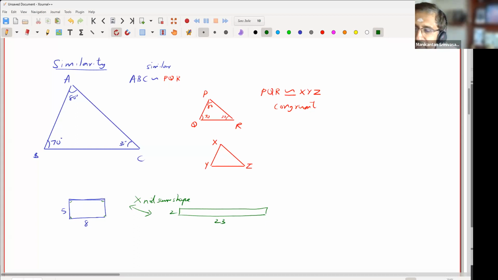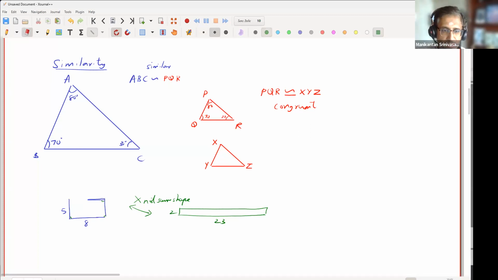Equilateral means the sides have to also match. Equiangular means the angles match. Only in the case of triangles, equiangular and equilateral mean the same thing. Anyway, back to triangles now. Let's focus on the triangles.